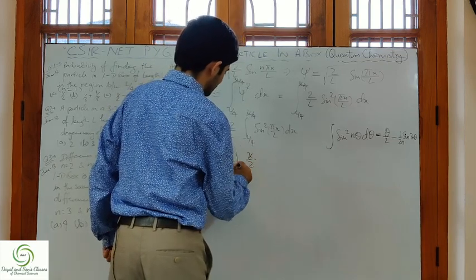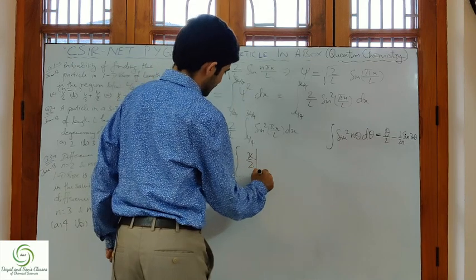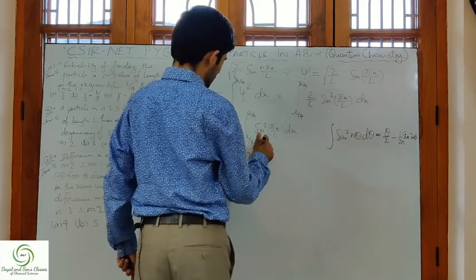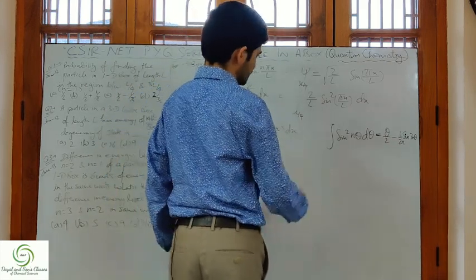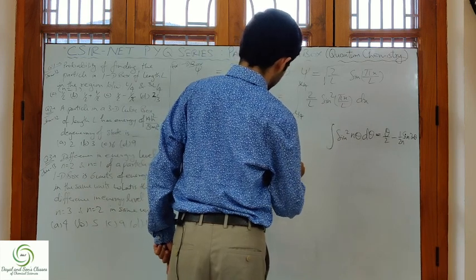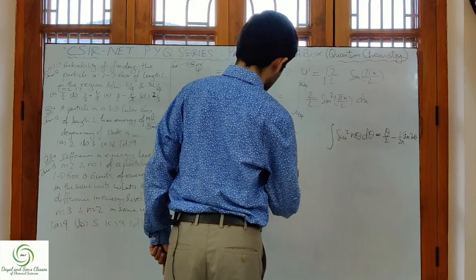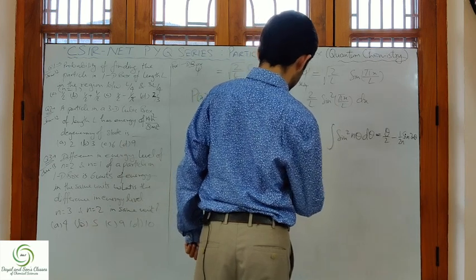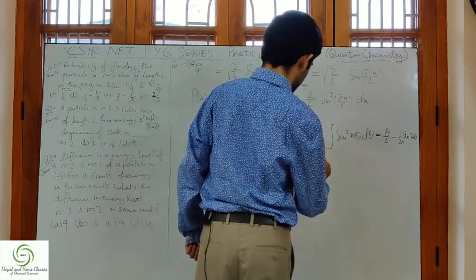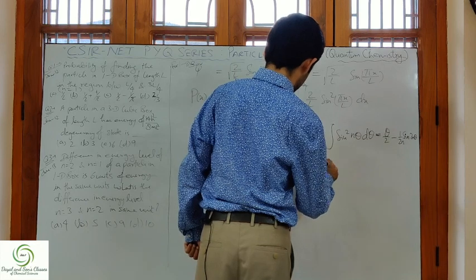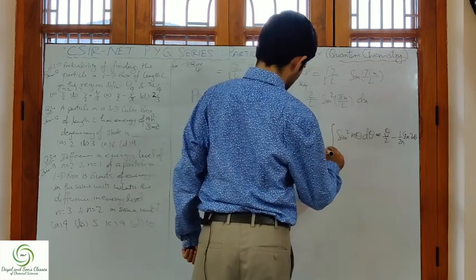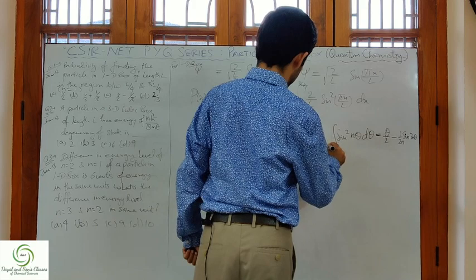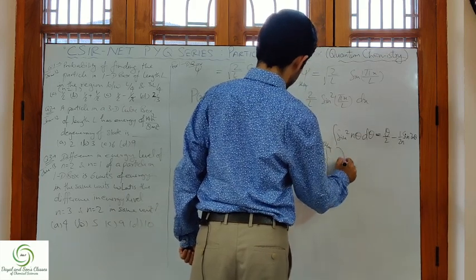x by 2, limits l by 4 to 3l by 4, minus 1 upon L upon 2 pi sine 2 pi x, limits 3L by 4 to L by 4.